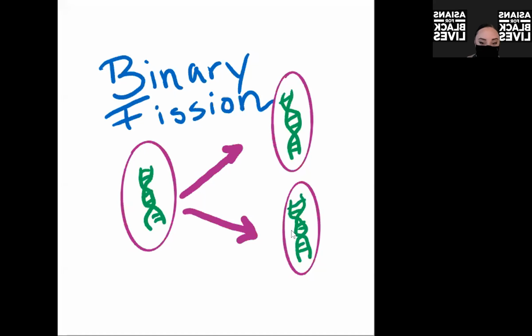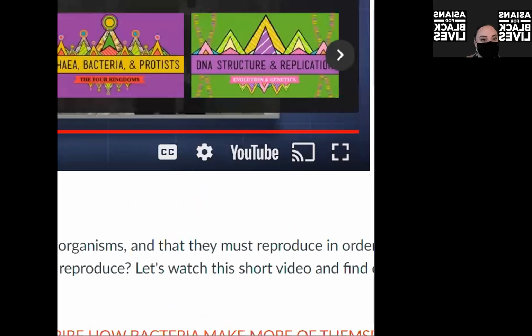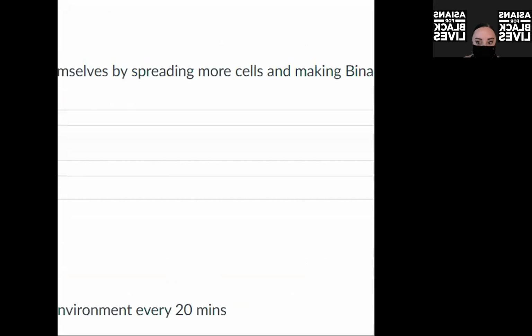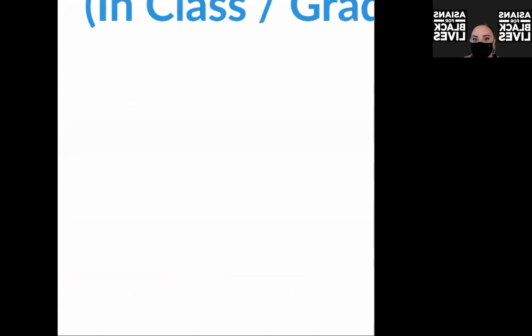They don't need a mate. They only have to make a copy of one single cell and its components, and so they can do this very quickly, okay? So one bacteria can become hundreds of thousands to millions in a very short amount of time, okay? Relative to how long it takes most organisms to reproduce.